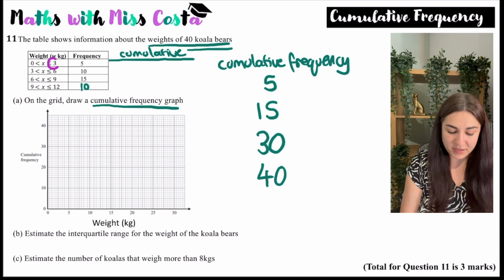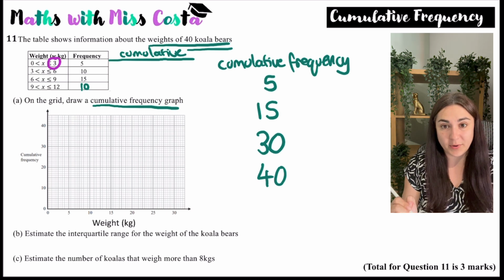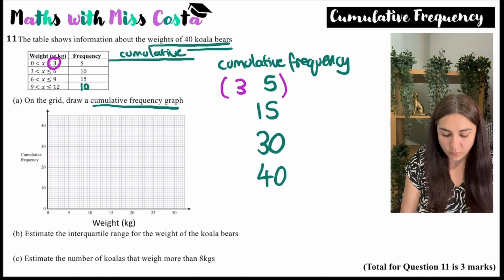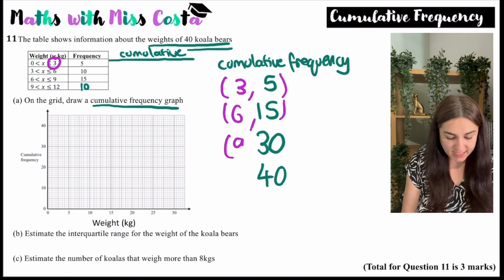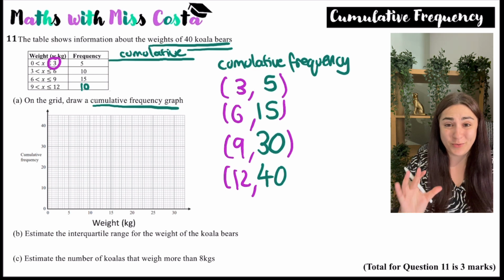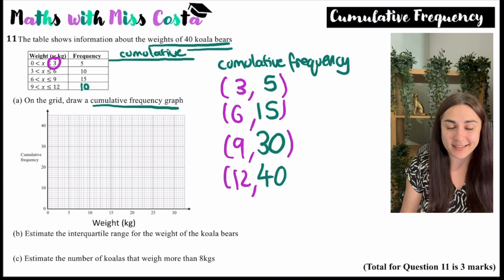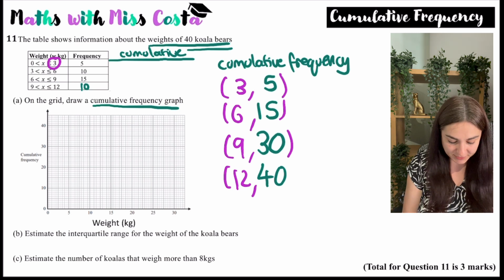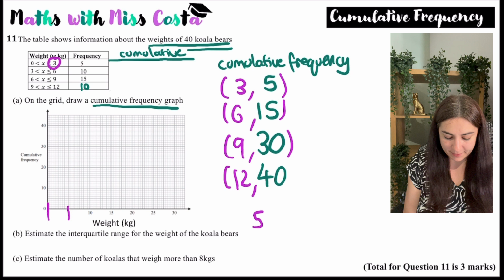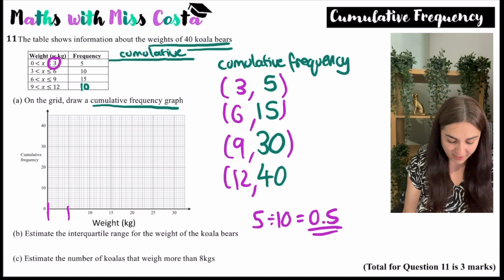Now, to plot your cumulative frequency, you always use the end point of the class interval. So the coordinates would be 3, 5, and then 6, 15, and then 9, 30, and then 12, 40. And when I'm plotting, be really careful of the scale. Sometimes they're really nice, sometimes they're not. So just think to yourself, what's the difference between 0 and 5? Well, that's a gap of 5. And how many little squares are in between that? 10. So that means each little square is worth 0.5.